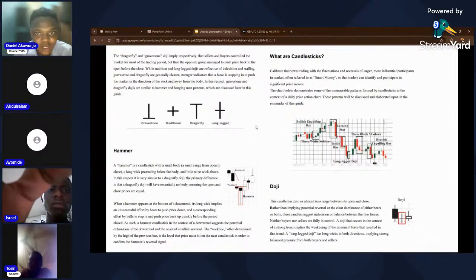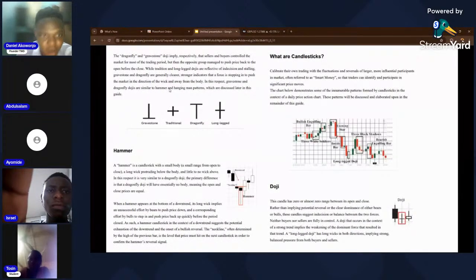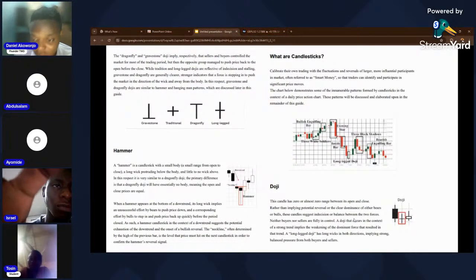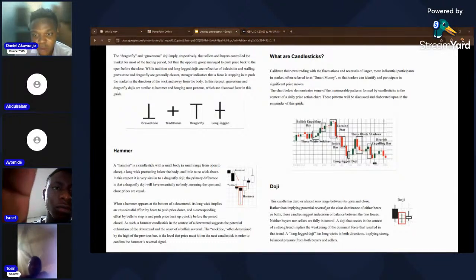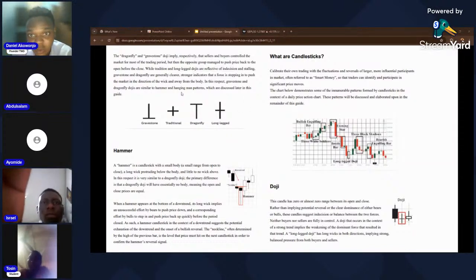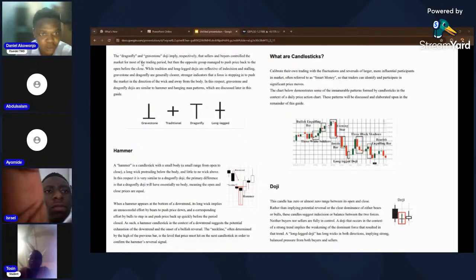Now, the very first one I want to talk about is a dragonfly. Take note of this. If you have to jot these things down, make sure you do that, because it's really going to help you. If not, you forget, except you have to come back to watch this video again. But anyways, the dragonfly and the gravestone, let's talk about those two candlesticks right now.